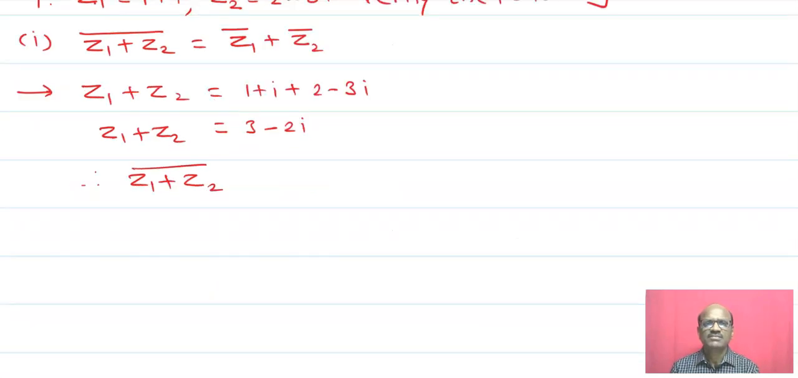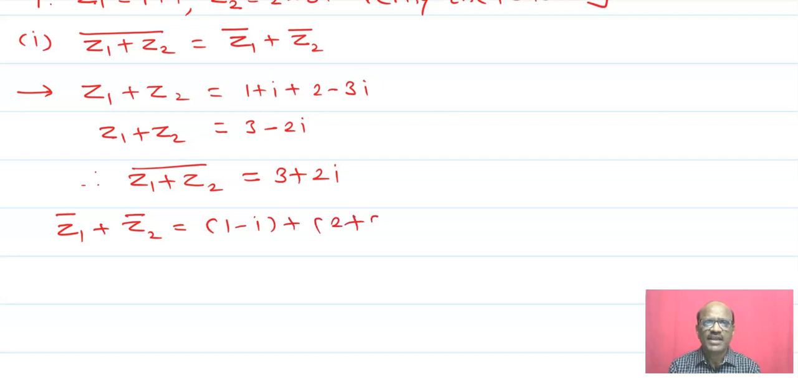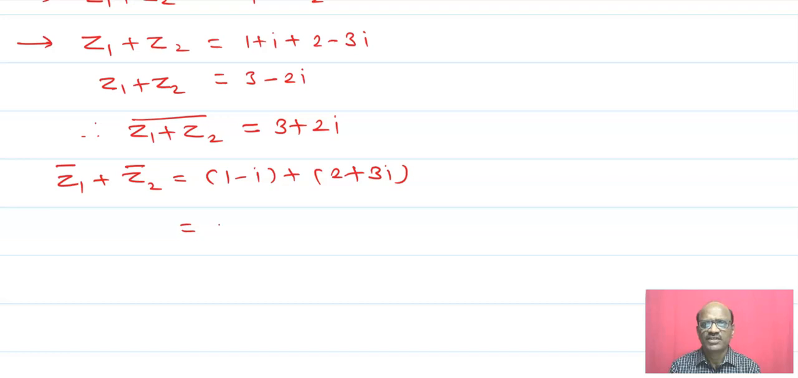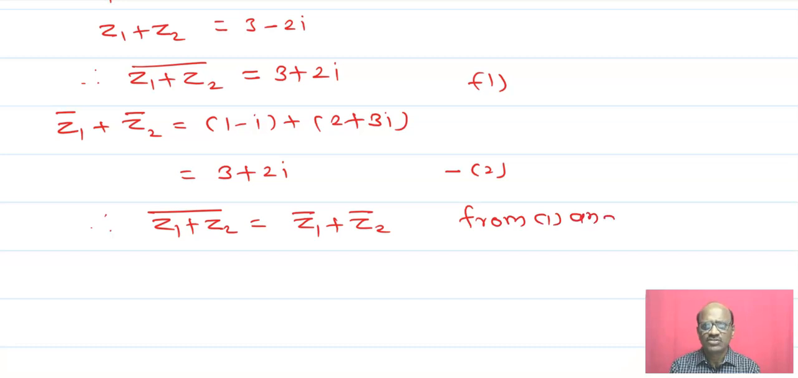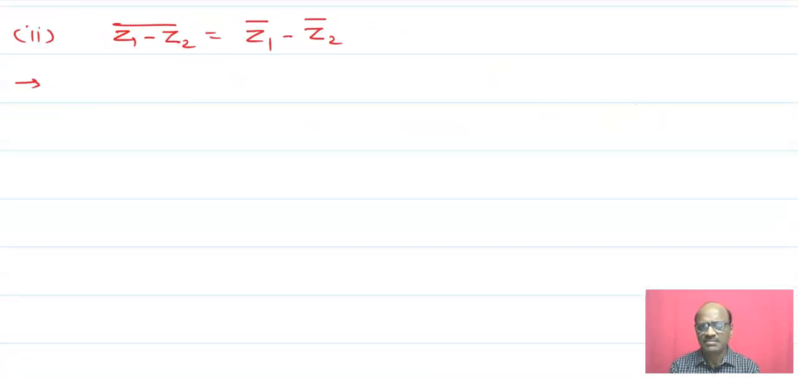Now the next property: the conjugate of z1 plus z2 is equal to z1 conjugate plus z2 conjugate. If you add these two, z1 and z2, and take their conjugate, the conjugate of z1 plus z2 is 3 plus 2i. This is 1. Means first add them and find their conjugate. And in the second case, take their conjugate individually and add them. Therefore from 1 and 2 both are the same. Very basic properties.